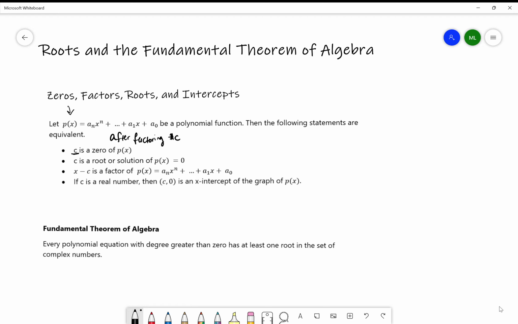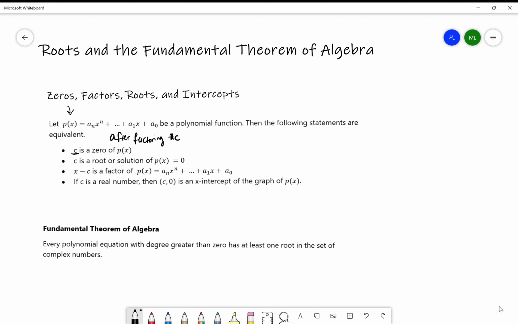If it's a 0, then what was the other word for it? Root. Let's just start with root for now. So if it's a 0, it's also a root, meaning that it is a solution when it's equal to 0, which is what I just said. So it's a 0 of it.